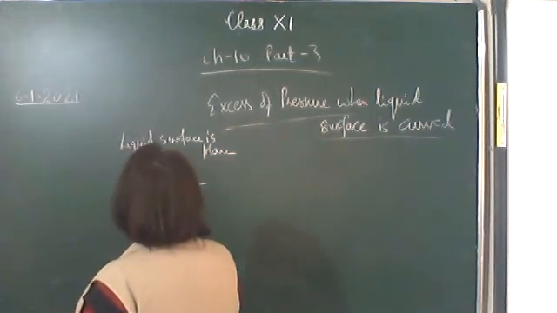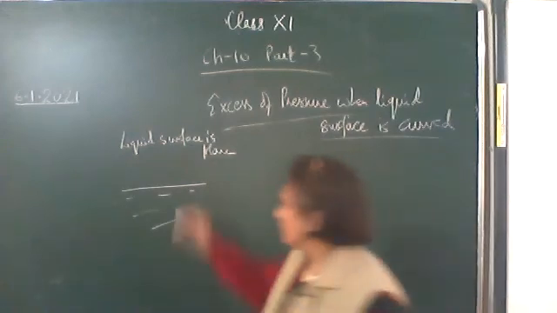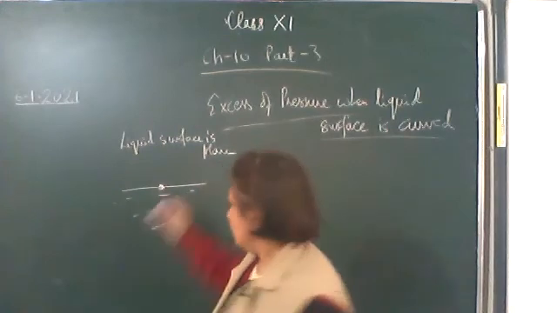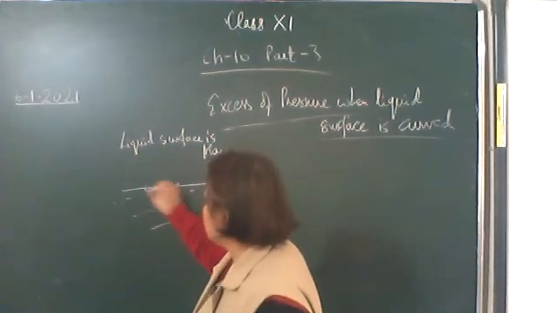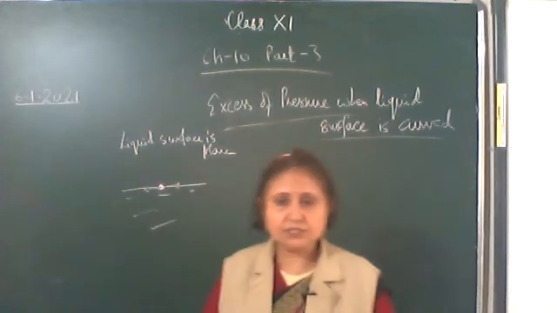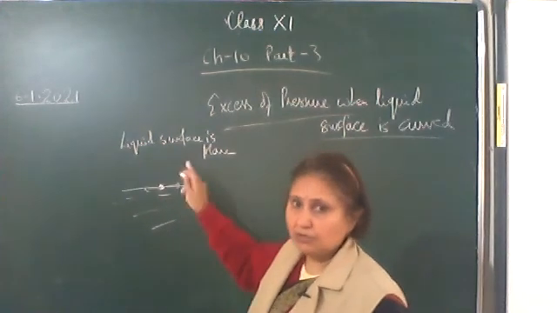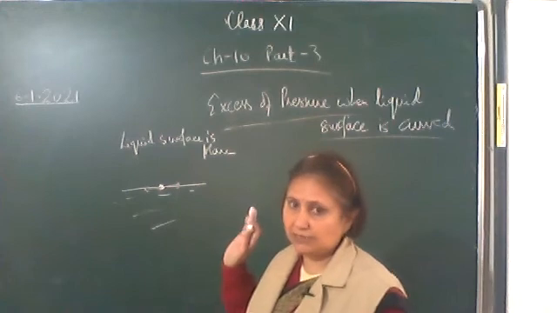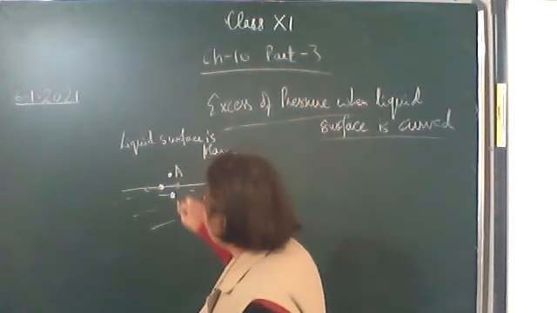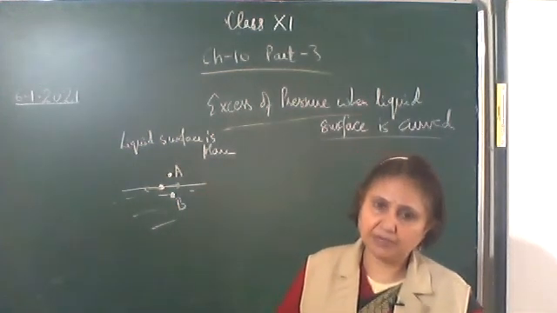Okay, here it is. When the liquid surface is plane, consider any molecule on the liquid surface. This molecule will be pulled by equal forces. If you draw an imaginary line, it is pulled by equal forces. So there is no excess of pressure on either side, not towards the air side, not in the liquid side. So the pressure will be the same at point A and at point B when the liquid surface is plane.